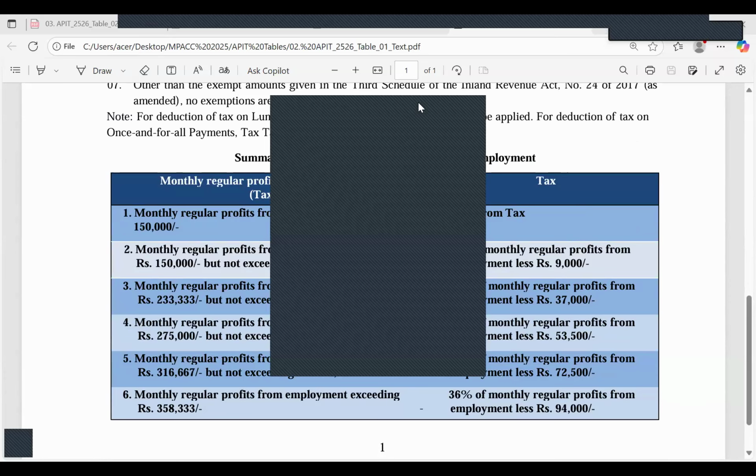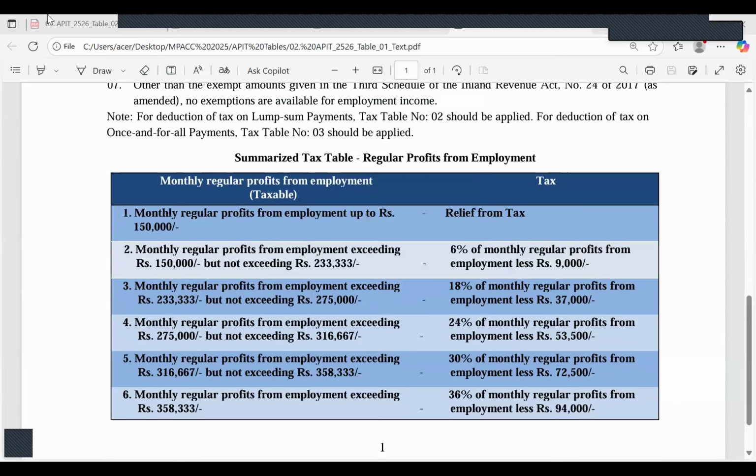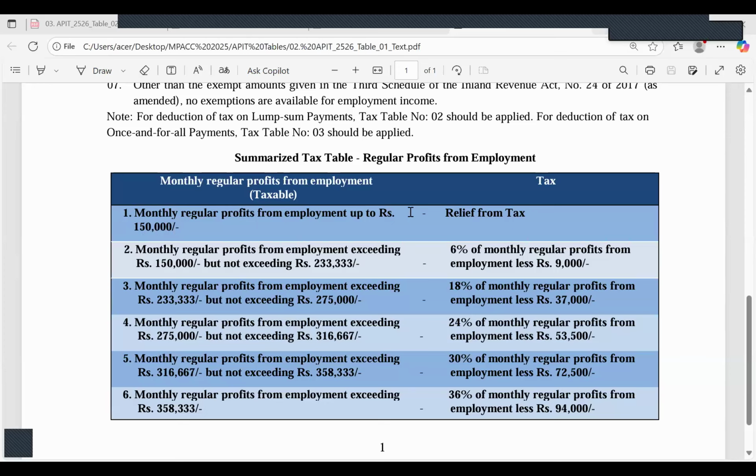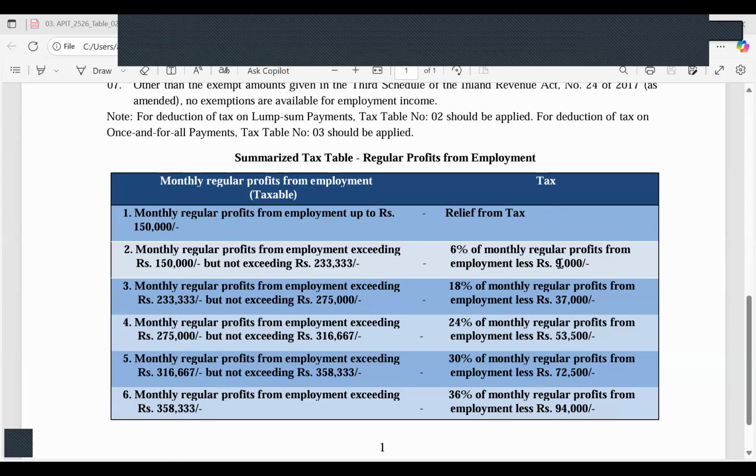Yes, because that is the tax for 150,000. Here we are considering the amount in between, but the first 150,000 is a tax relief. Because of that, the tax for that 150,000 should be removed from this tax table. So that is why we have deducted that 9,000. Likewise, we can apply this table for the calculation of our tax liability.